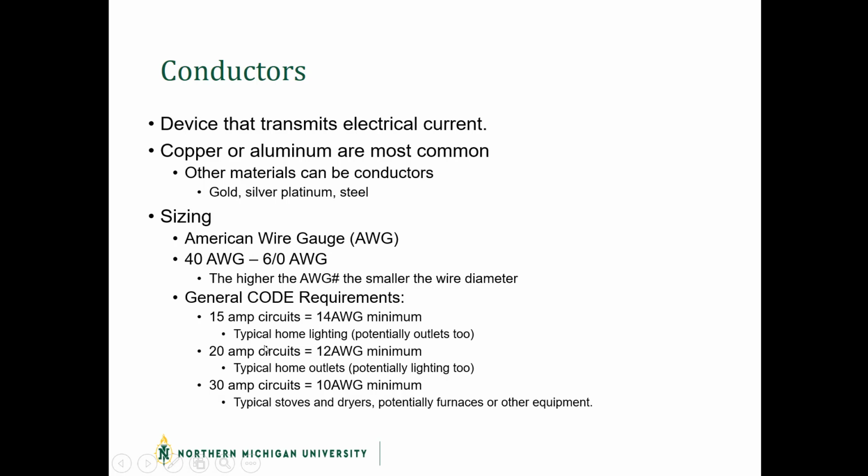Not as typical. Normally, we're talking 20 amp circuits for outlets, but for a 20 amp circuit, we'd have to use 10 gauge wire. Also, you see a lot of lighting on 20 amp as well. A lot of electricians just run an entire house or an entire system with just 12 gauge. And then 30 amp circuits would require 10 gauge. So this would be something for more, in your home, something like stoves, dryers, furnaces, other equipment. You might see something like that.